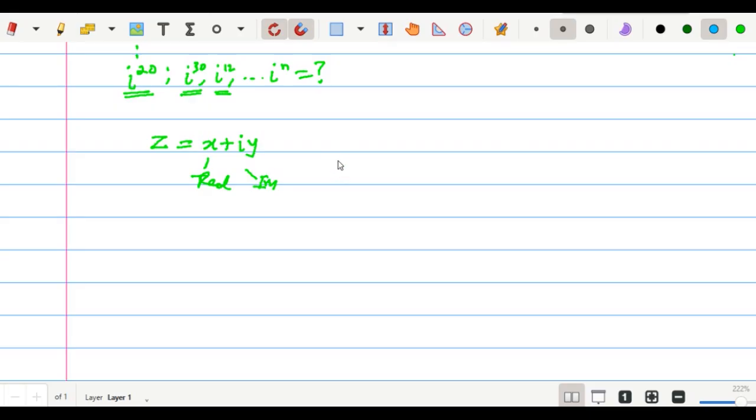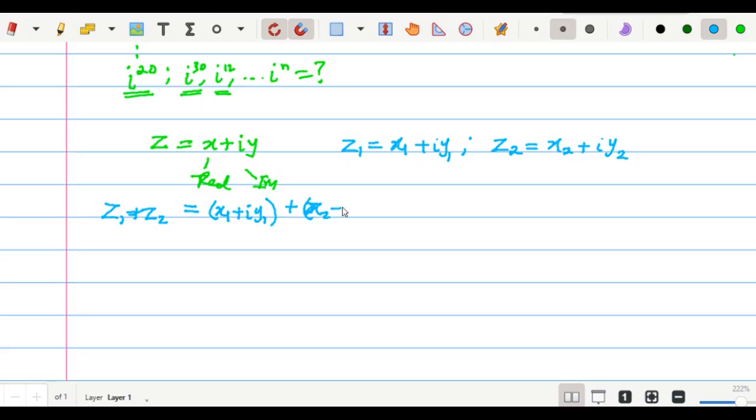So for instance, we are given a complex number z1 equal to x1 plus i y1, and we are given z2 equal to x2 plus i y2. So what is z1 plus z2? This is addition of complex numbers. We are going to have x1 plus iy1, plus z2, which is x2 plus iy2.